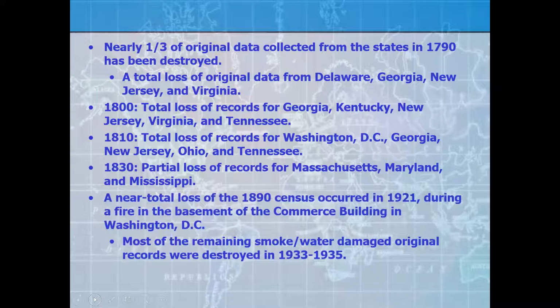A near total loss of the 1890 census occurred in 1921 during a fire in the basement of the Commerce Building in Washington, D.C. Most of the remaining records, with smoke and water damage, were destroyed in 1933 through 1935. At the time, they did not have the ability to reconstruct these damaged records, and so they just tossed them. And it's been the bane of the genealogist's existence since that time.